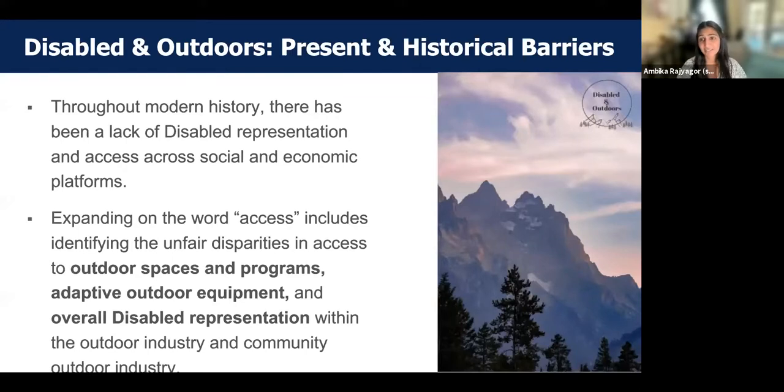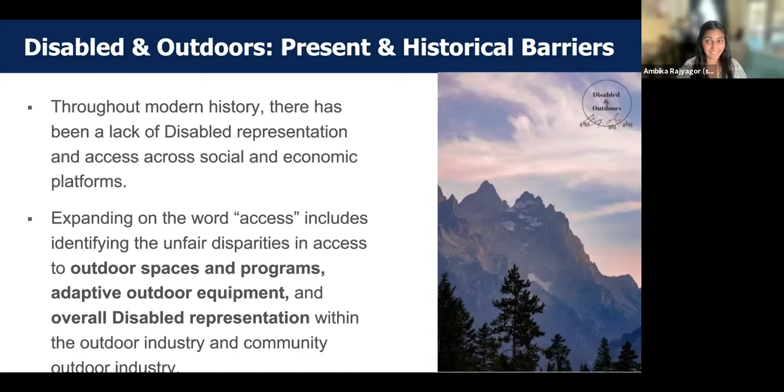To start, we'll talk about the present and historical barriers that exist within the disabled community and in the outdoor space. Throughout modern history, there's been a lack of disabled representation and access across social and economic platforms. For example, when was the last time you saw a disabled main character in any media represented as anything that wasn't focused on their disability? Their disability does not make up their entire personality, and that's what we're trying to say about the outdoors as well. You can be a disabled individual and also love the outdoors; it doesn't have to be a singular thing. Talking about the social and economic lack of representation, we want to talk about access. We have to expand on the word access, and that includes identifying unfair disparities when it comes to access to outdoor spaces and programs, adaptive outdoor equipment, and overall disabled representation within the outdoor industry and community.